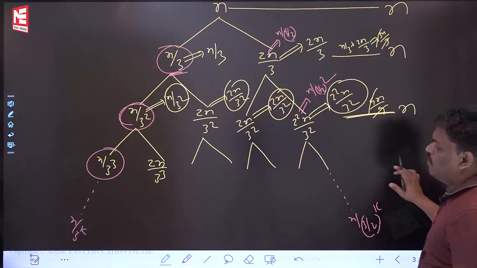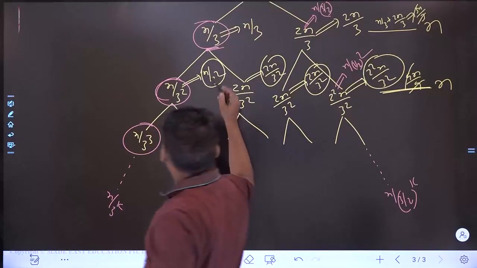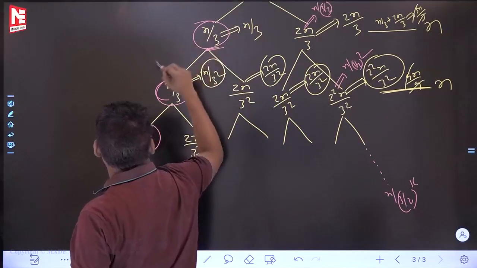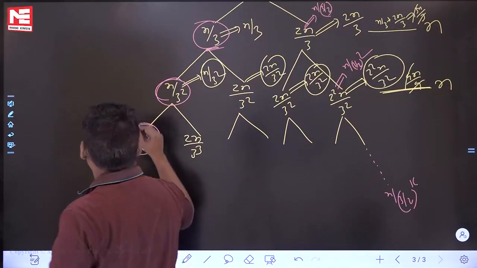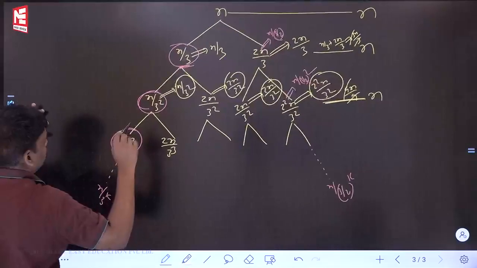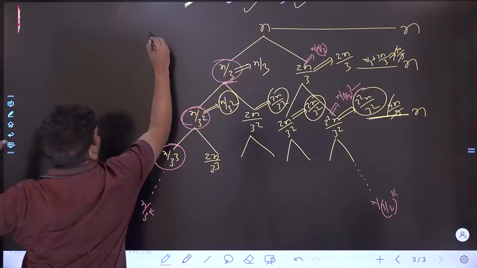Now can you help me one small thing? Left I always divide by 3: n by 3, n by 3 square, n by 3 cube and so on. If I do k times, it becomes n by 3 power k. Let me write now.